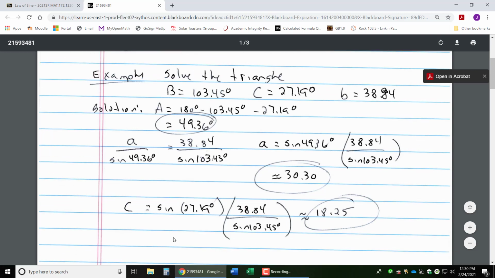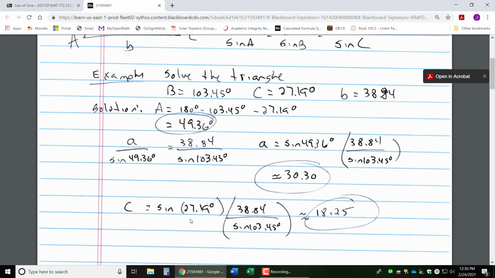Easy peasy. The second one I'm solving for side C, and I just wrote it with that algebra step already done. Now be careful with how you type it in the calculator. You can group these things different ways. You could go sine 49.36 degrees times 38.84 and then divided by the other sine. You could go sine of this one divided by sine of that one, and then multiply the 38.84. There's lots of ways. Just get comfortable and be careful with the parentheses and how you type it in the calculator. It's really easy to make a mistake and not know you made a mistake.